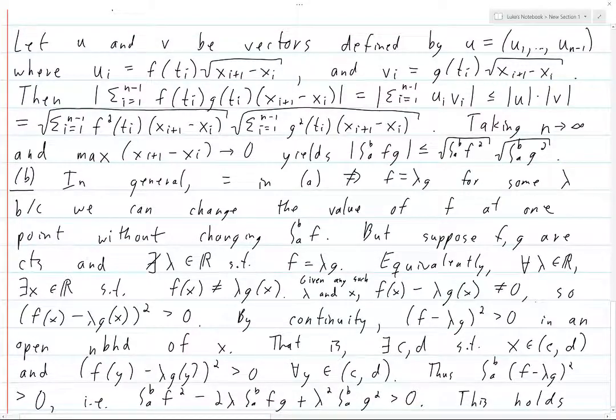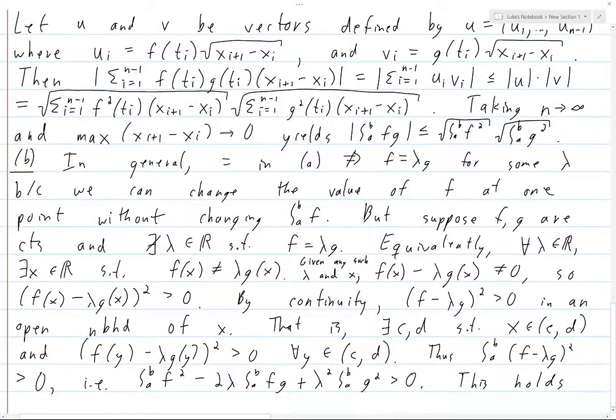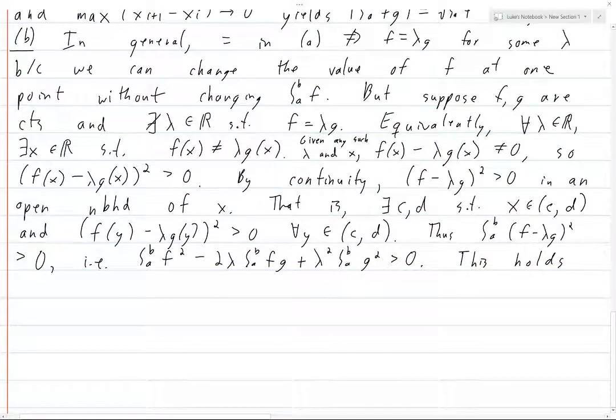So if you're given any such lambda and X which satisfies this thing, so if you choose any lambda, you find the X such that f of X is not equal to lambda times g of X, and then you do the rest of this argument, and then you prove that this thing that we have at the end here with the three integrals is greater than 0. And the important thing is that this holds for all lambda in R. Because for every particular lambda that we're given, we prove this inequality. Therefore, this inequality holds for every single lambda in R.